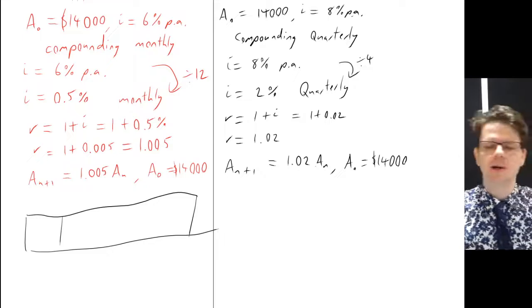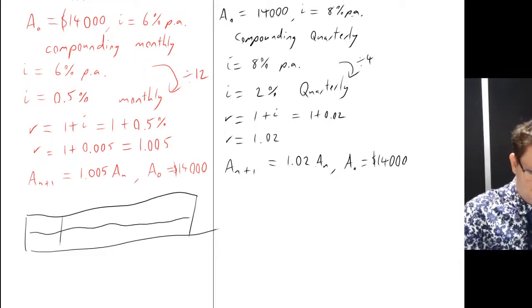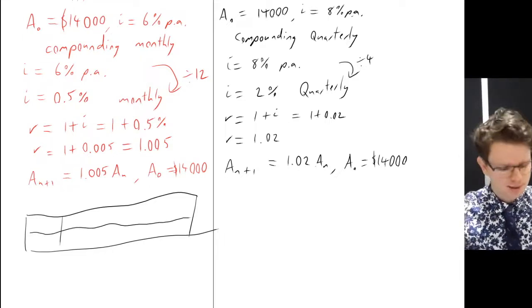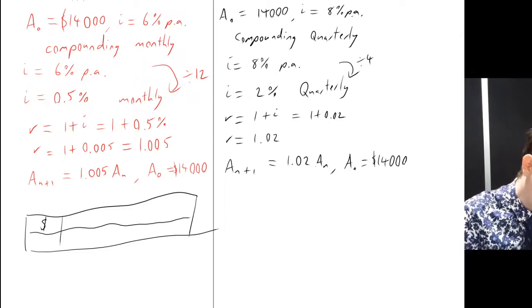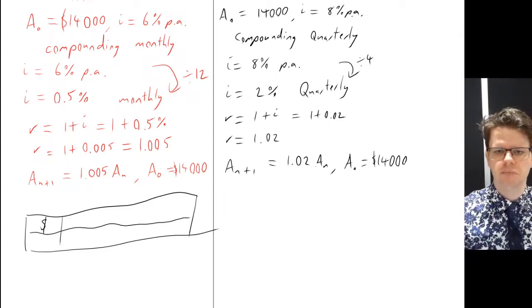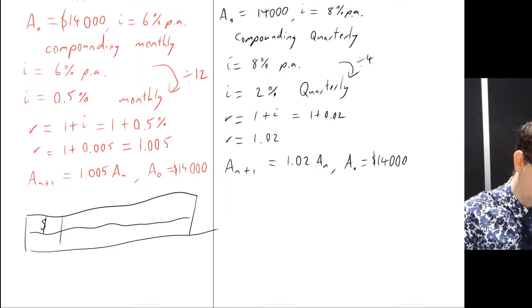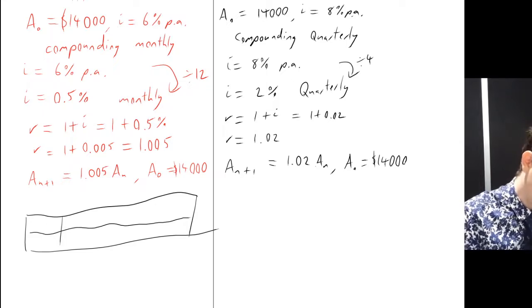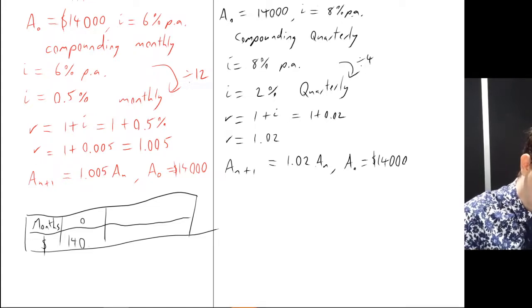So I'm going to do the same thing that I did last time. Now I was calling it n, but I might just say this is the amount of money. And oh no, we'll put it the other way around. We'll say this is the months, and this is the amount of money. So at 0 months, that's just going to be 14,000.